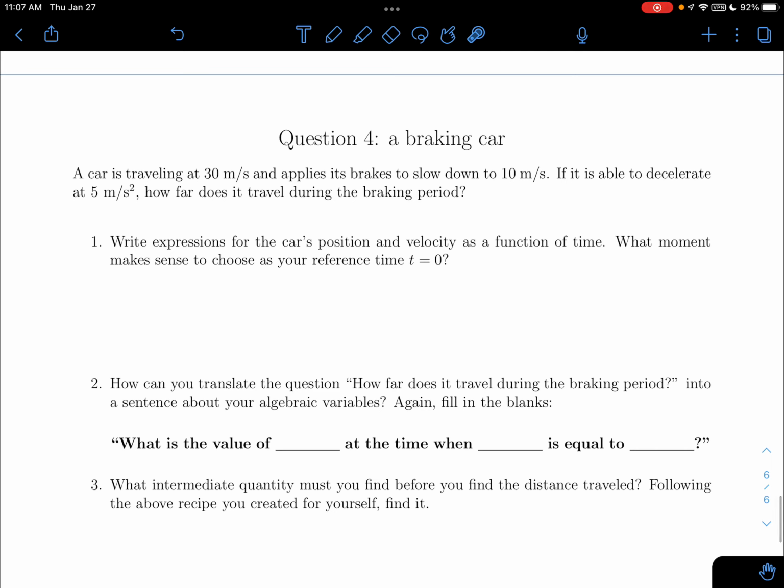All right, question four, a braking car. So we have a car traveling at a certain velocity, applies its brakes, and it slows down to a different velocity. It decelerates at 5 meters per second squared. How far does it travel during the braking period?